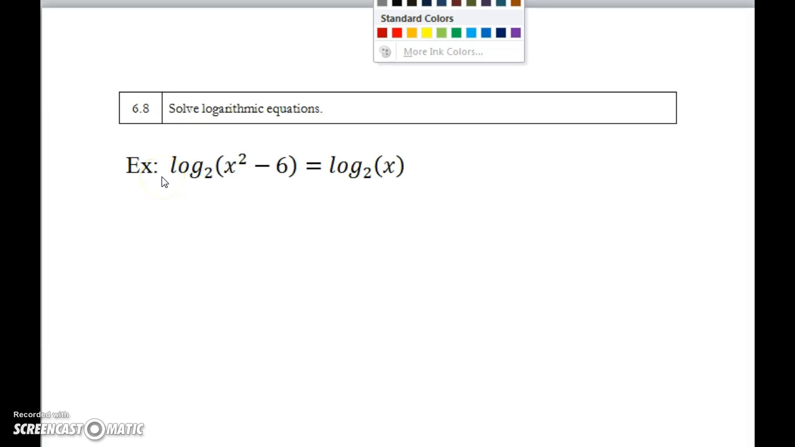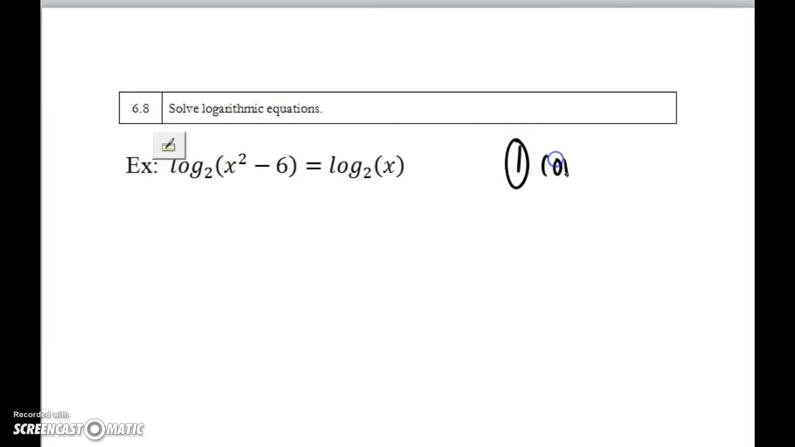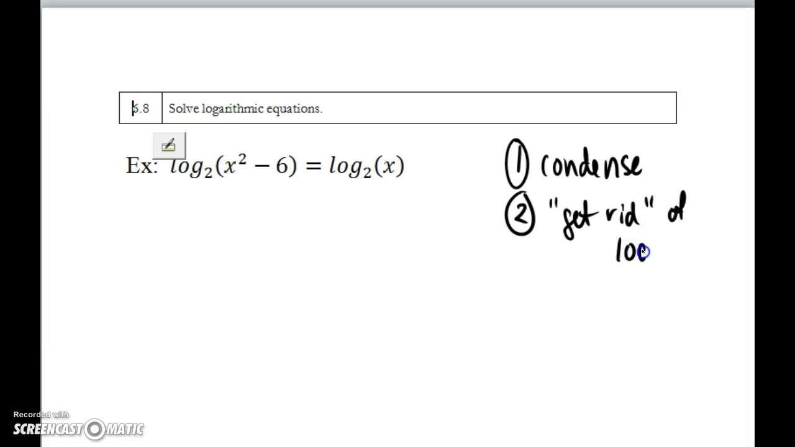Here we don't have anything to condense. We have one log on the left side and one log on the right side. So let's write here, first we want to condense if possible, and then we want to get rid of our logs. So how do we get rid of our logs here? Well, when you have a log on both sides, you can basically drop the logs. So in this case, since we have a log on both sides, we can drop the logs and get x squared minus 6 equals x.